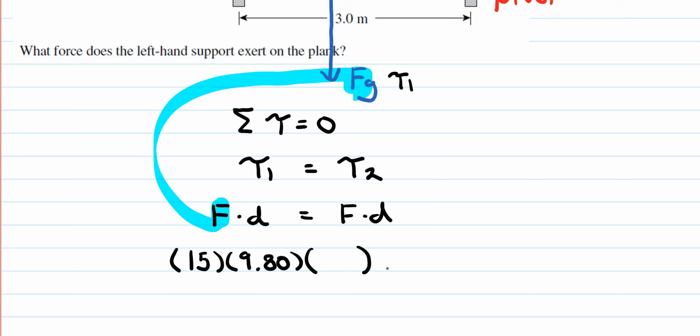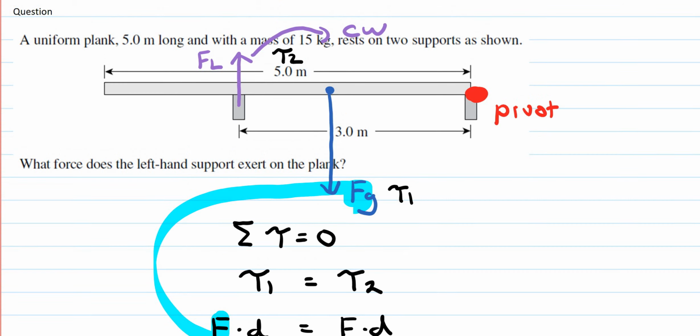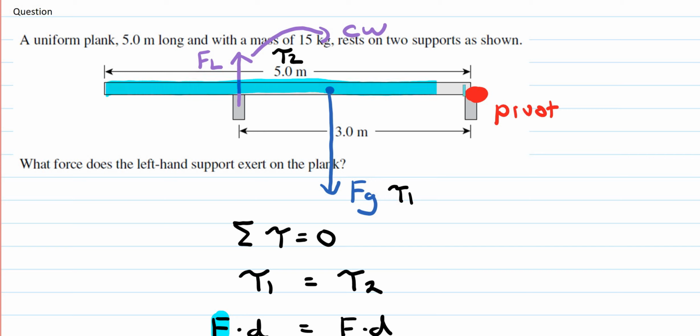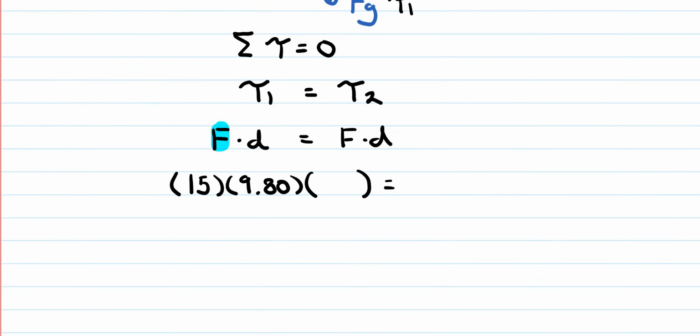Now we need to find the distance with respect to the pivot point, right? So if I go back to my diagram here, we know this entire length right here is 5 meters, right? And the center of gravity is always halfway, right? So that green distance is going to be 2.5 meters to the red pivot point. So this is going to be 2.5.